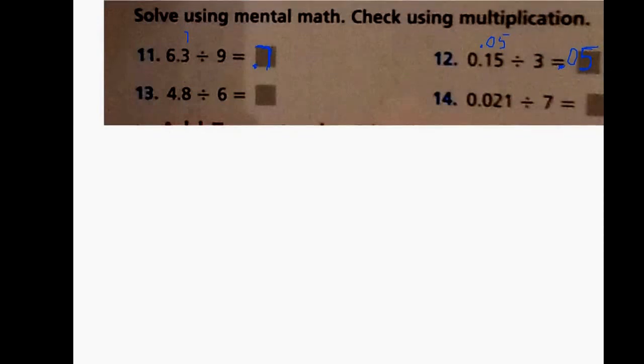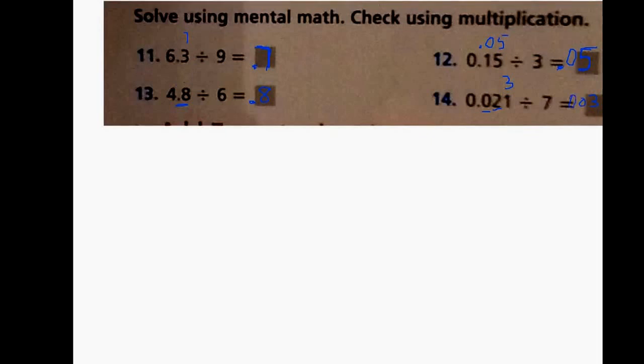Number 13, we have 6 into 4.8. Again, that's a common fact. We know that 6 goes into 48 8 times, but it's 4.8, so our decimal is going to go right in front of the 8, one place over. And the last one. We know that 7 will go into 21 3 times, but notice there's 2 decimal places ahead of it, so I'm going to put 2 zeros and add my decimal. So again, dividing with decimals, pretty easy stuff. It's just placing the decimal in the right spot.